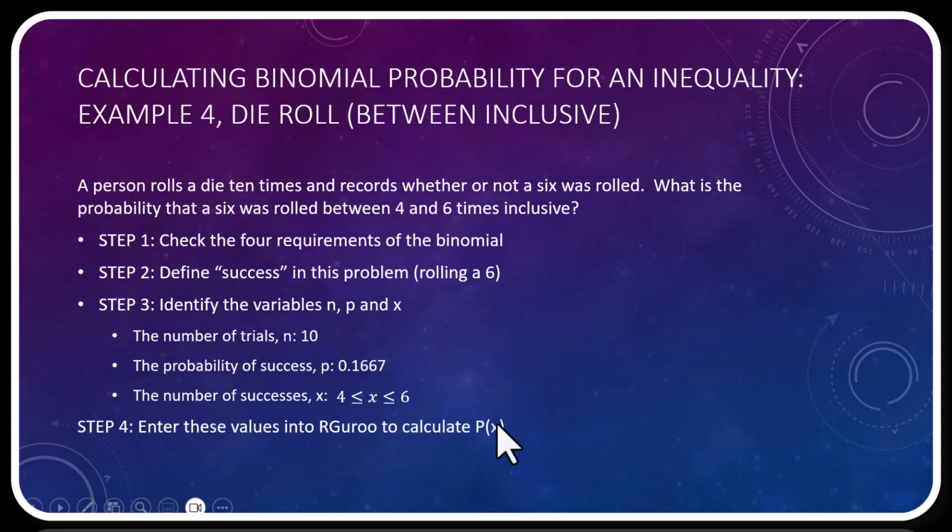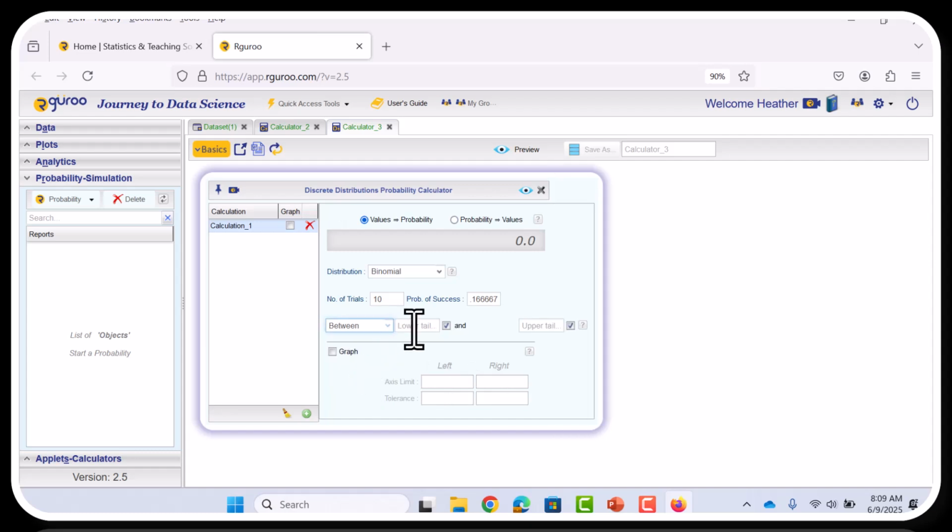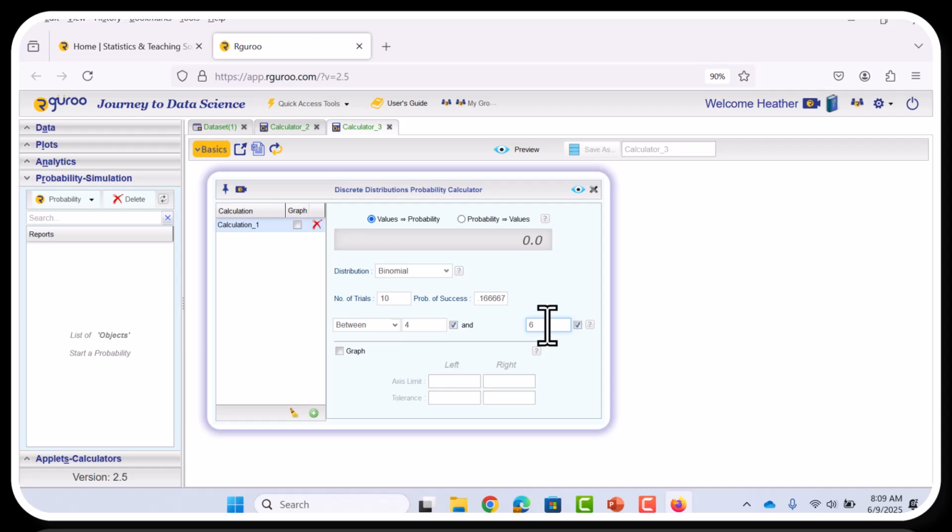So now that we have all of our variables defined, we can either use a manual calculation, or we can use technology to calculate the probability of x. So in the binomial calculator, we will start entering our values. The number of trials, n, is 10. The probability of success is 1 over 6, or 0.1666667. And then we want to select from this drop-down menu the word between. So we want between 4 and 6, and remember we want it to be inclusive, not exclusive. So both of these boxes should be checked.